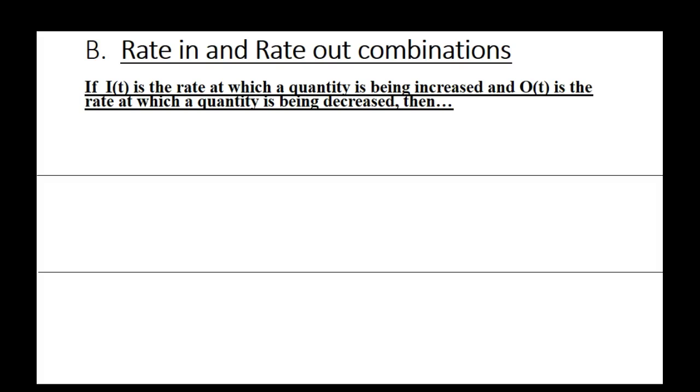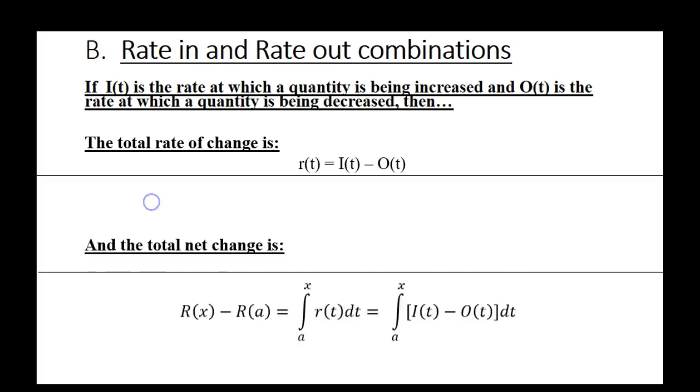All right, so that's an example of a rate in, rate out question. So if I represents the rate at which something's coming in and O represents the rate at which it's going out, then the total rate of change is the rate in minus the rate out. You just subtract the rates, okay? Now, combining with what we learned yesterday, if you integrate a rate, you get a net change, right? So now if I want to say how much water is going to be in the bathtub after 10 minutes, I would integrate my difference between rate in and rate out from 0 to 10, and that would tell me the total amount of water.